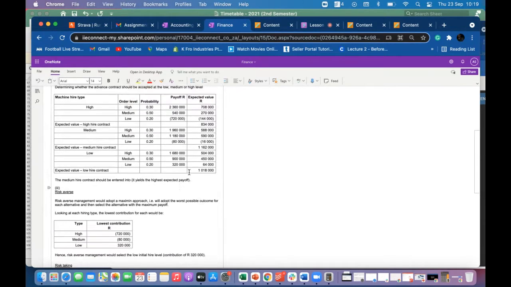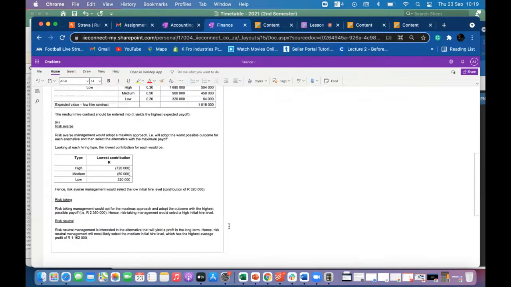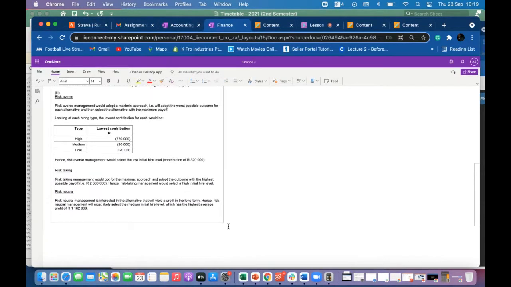So here they're then saying the medium hire level should be entered into. It yields the highest expected payoff. If you look here, this is the expected payoff, 834,000 for the high, and here for the medium, you get 1,162,000. Can you see that's the highest? Because here at the low, you get 1,018,000. So it's the safest bet, even if you have the low or medium demand, to yield you the most.